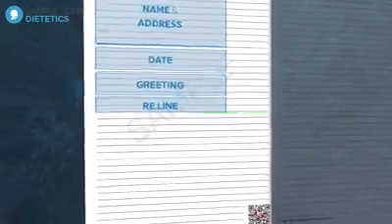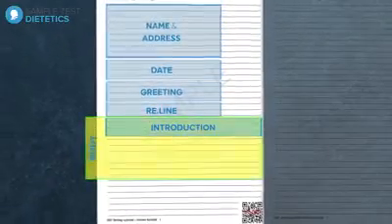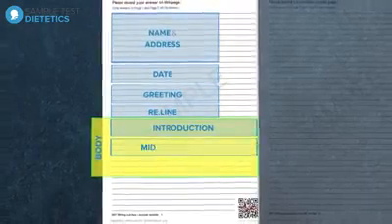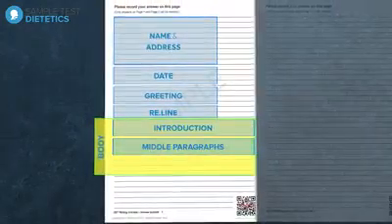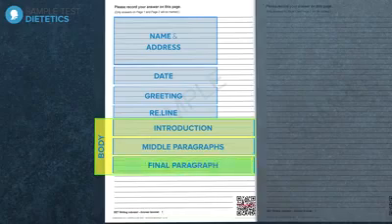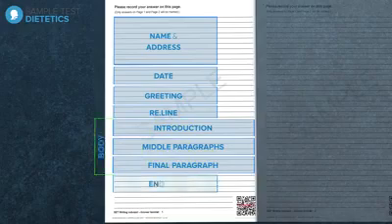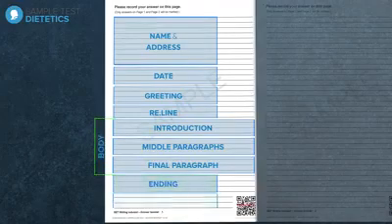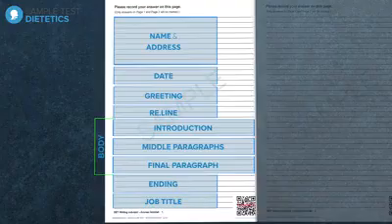Then will come the body of my letter, the paragraphs. The introduction, introducing the reason for writing, then the assessment paragraph, the first visit paragraph, and finally the current situation and plan paragraph. Underneath all of this, I will add my ending, yours sincerely, and finally my job title, dietitian.